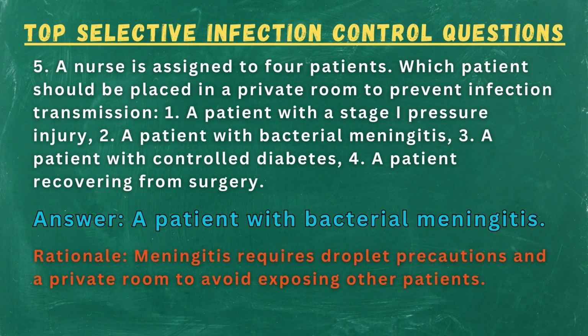5. A nurse is assigned to 4 patients. Which patient should be placed in a private room to prevent infection transmission? 1. A patient with a stage I pressure injury. 2. A patient with bacterial meningitis. 3. A patient with controlled diabetes. 4. A patient recovering from surgery. Answer: a patient with bacterial meningitis. Rationale: meningitis requires droplet precautions and a private room to avoid exposing other patients.